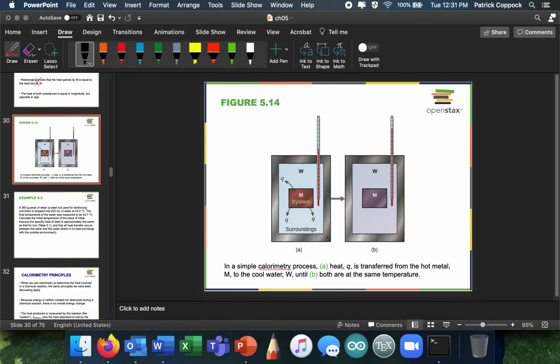So in the simple calorimetry process, here's the metal we were talking about a minute ago. The metal, suppose it's really hot. The heat's going to be coming out of the metal into the water, and the water's going to heat up, right? And the water's what's being measured here. Can you see the temperature goes up? And the temperature of the metal is going to go down.